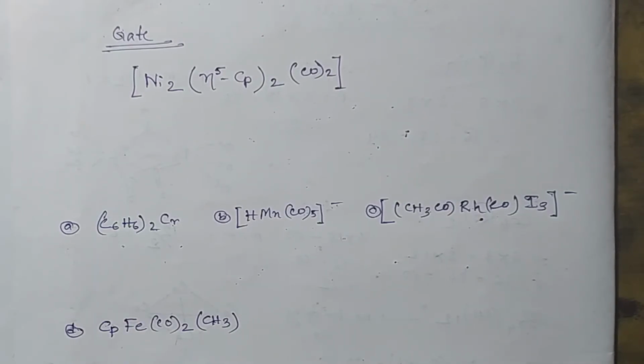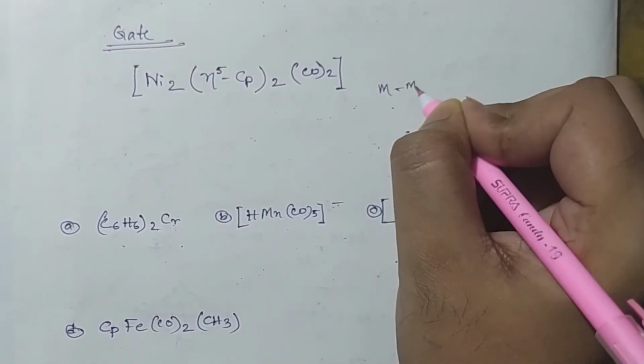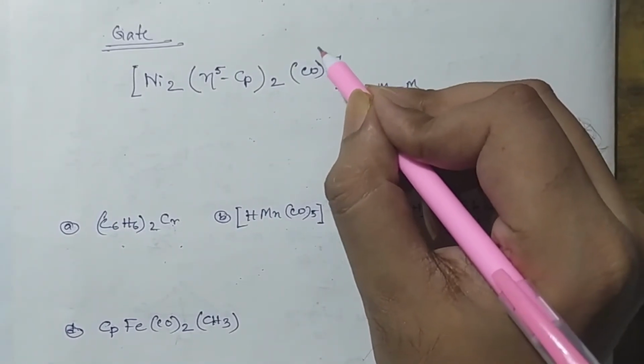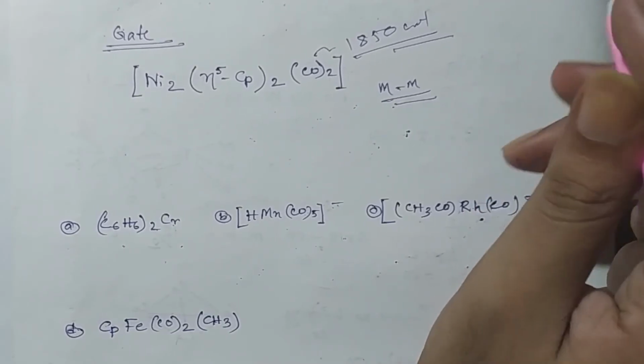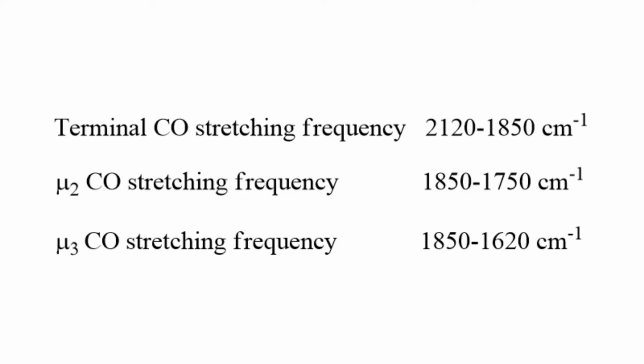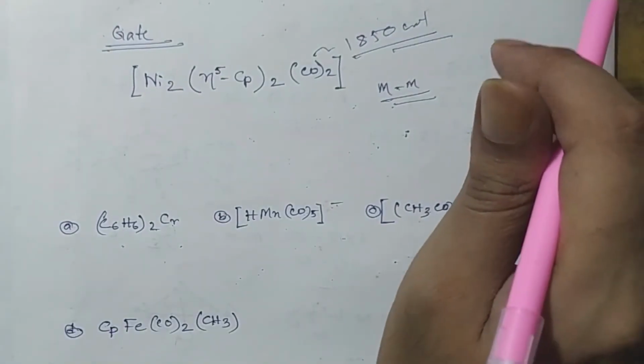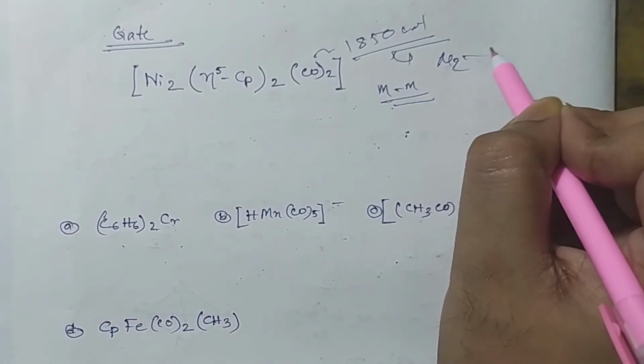So these are a few questions which have come recently in GATE exams. In the first question, the question asked for the number of MM bonds and the nature of carbonyls. The frequency has been stated as around 1850 centimeter inverse. We know that terminal carbonyls have a stretching frequency from around 2120 to almost 1850. The bridged carbonyl, which is the mu2 carbonyl, has a stretching frequency less than that, around 1850 to 1700 range. After that, the mu3 bridged carbonyl has an even lower stretching frequency, around 1620 centimeter inverse. So from the data we can suggest that this is most probably a mu2 carbonyl.